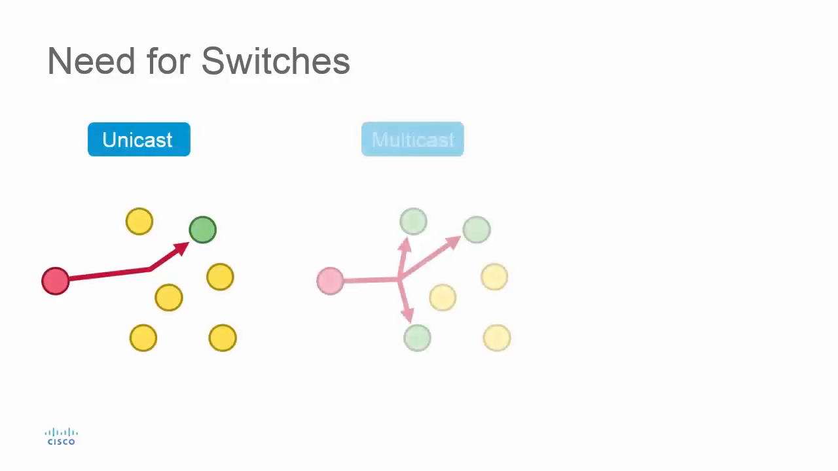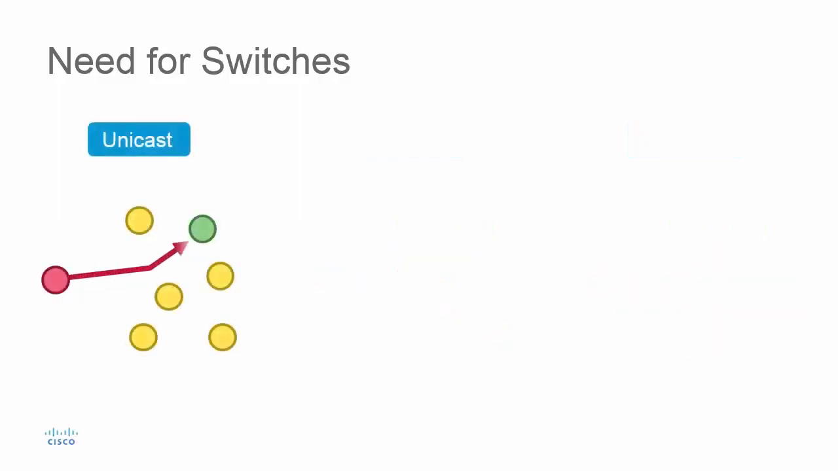Now let's go ahead and talk about the need for switches. Network devices have three different methods of sending messages across a local area network. These methods are called unicast, multicast, and broadcast. When using the unicast method, only a specific device is addressed, and we can name this communication one-on-one.